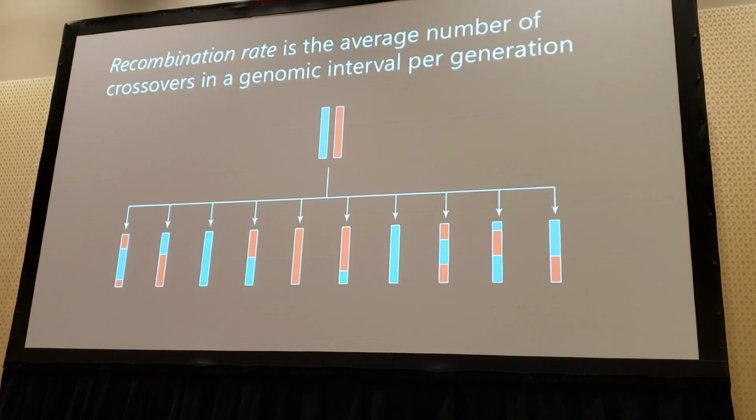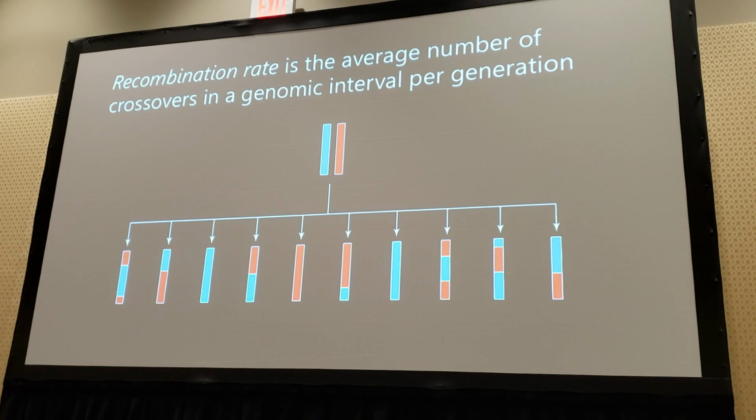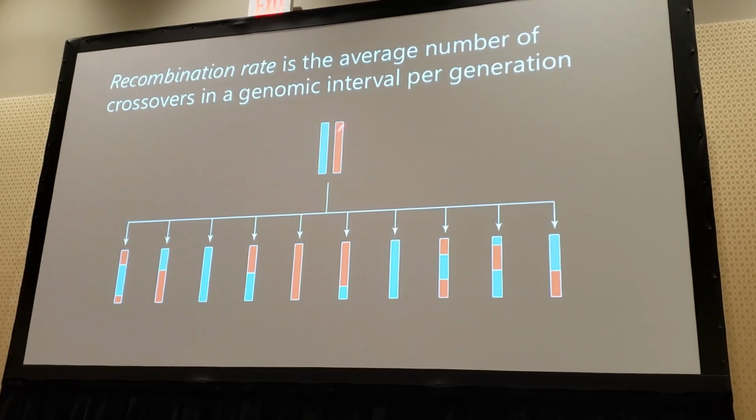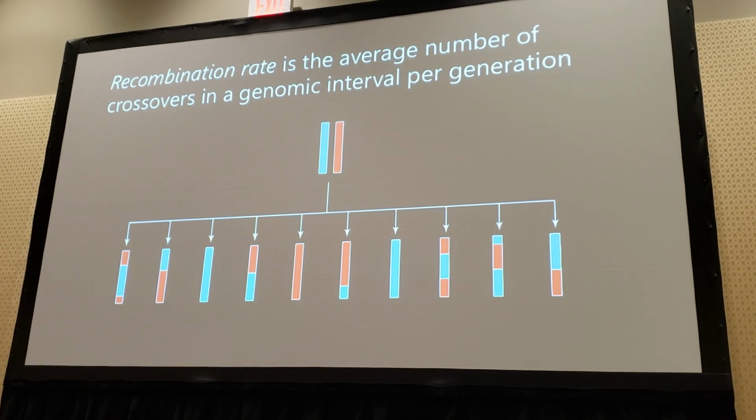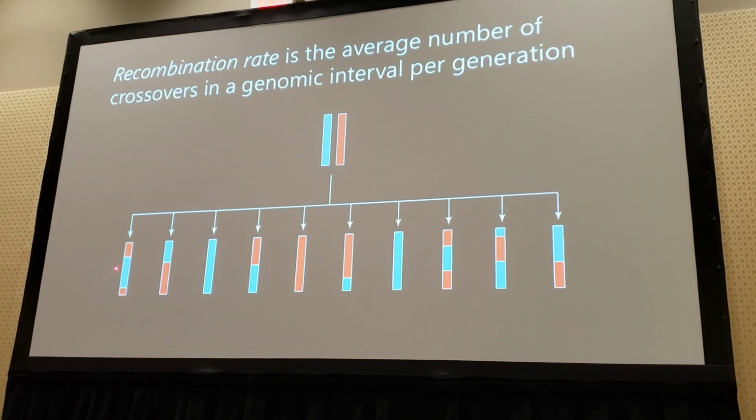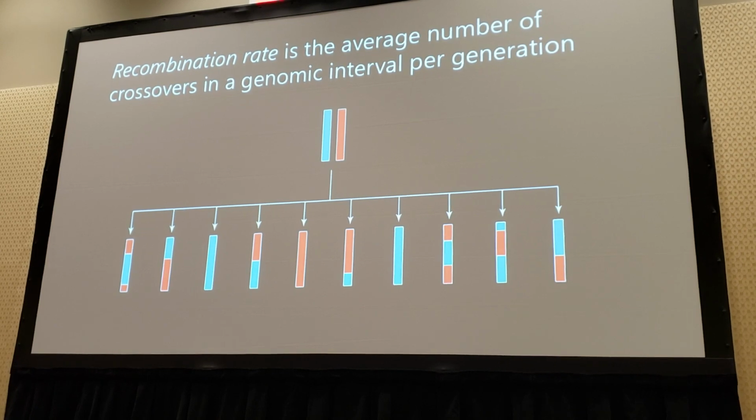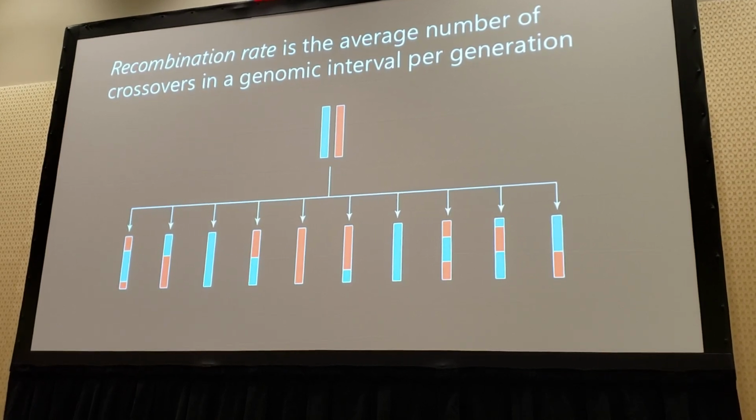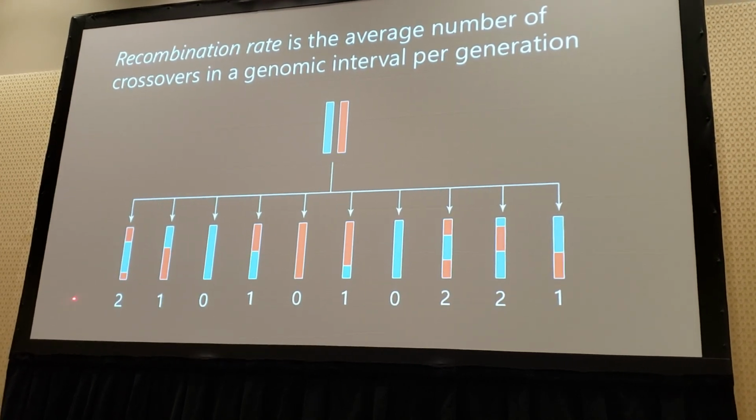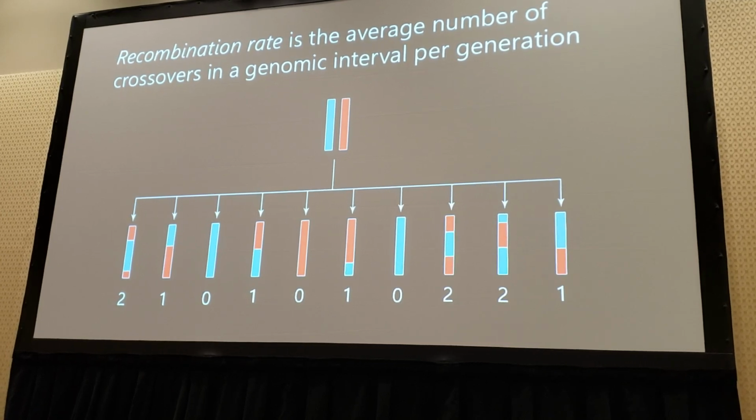Recombination rate is simply the average number of, for example, crossovers that occur in a genomic interval each generation. So if we again imagine our homologous chromosomes up here, now we're just showing one line for each, red and blue. In an individual, during meiosis, there's many possible configurations of gametes that can be generated. If we want to calculate a recombination rate for a chromosome, we can just count up the number of crossovers that occur, 2 here, 1 here, 0 here, etc. Take an average of those, and that's our recombination rate.